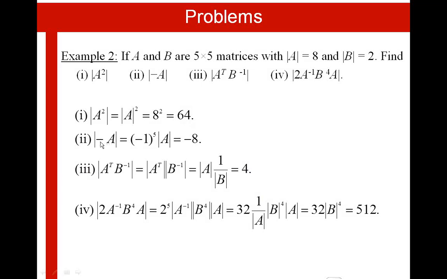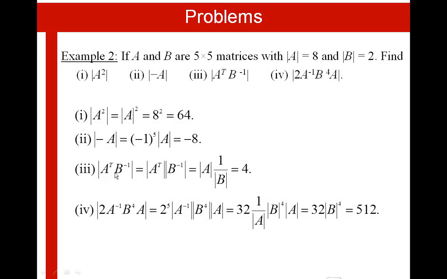The determinant of minus A is equal to minus 1 to the power 5, since A and B are both 5 by 5 matrices, times the determinant of A. Minus 1 to the power 5 is minus 1, and the determinant of A is 8. Minus 1 times 8 is minus 8.